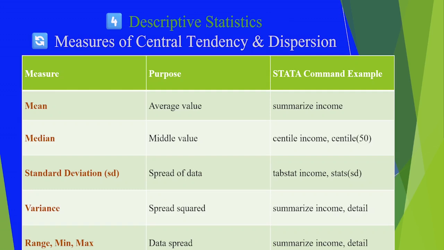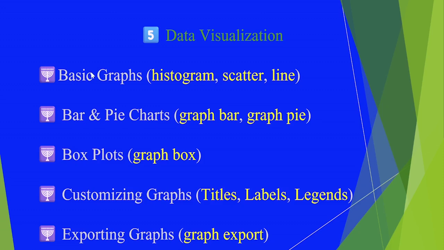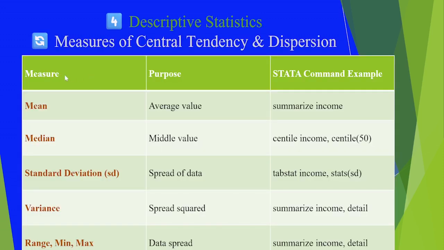And let us have a look at measures of central tendency as we wrap up the descriptive statistics theoretical part. So stay along because we will be transitioning quickly to the practical part. So for measures of central tendency, we have the purpose and the STATA command. The mean is simply the average value and it will summarize the income.